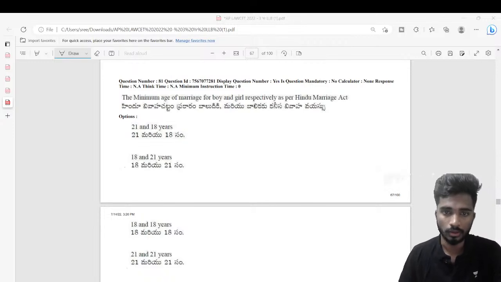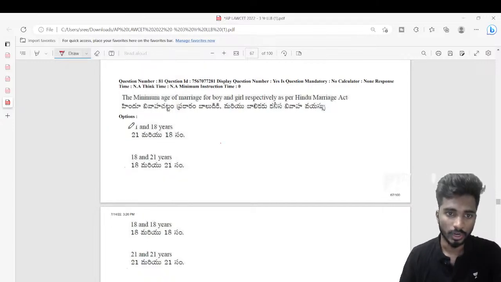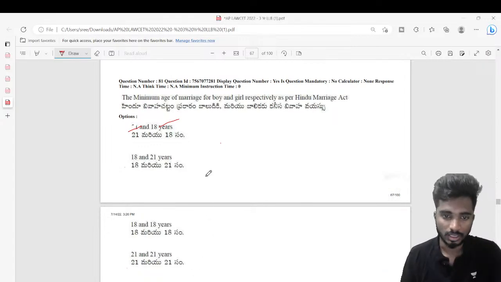Well done, excellent. So the answer is 21 years for boy and 18 for girl, right? So recently a proposal was made to make it 21 and 21 for both, but that is not yet formulated. So 21 and 18 is the right answer. Next question.